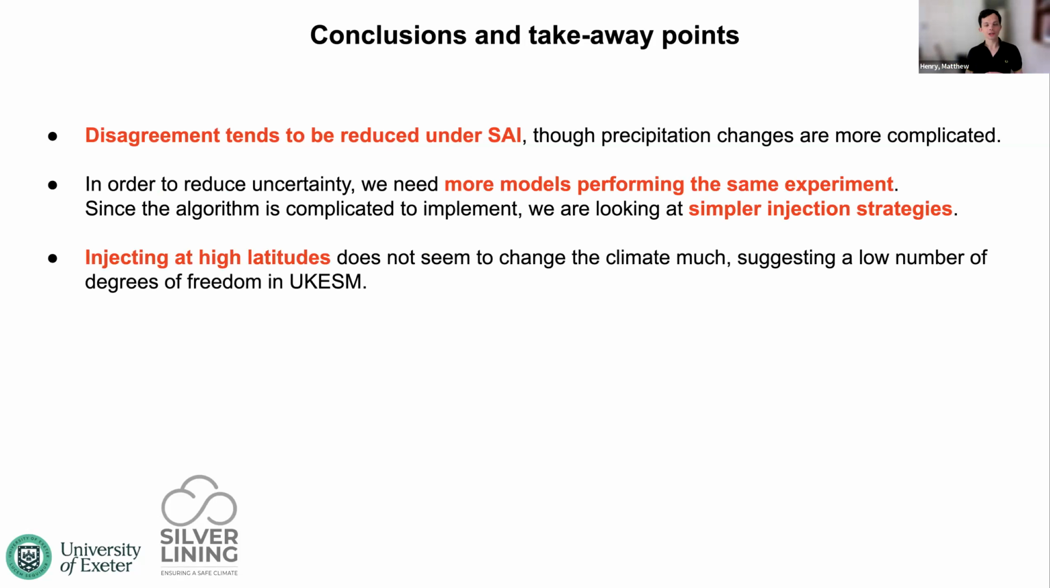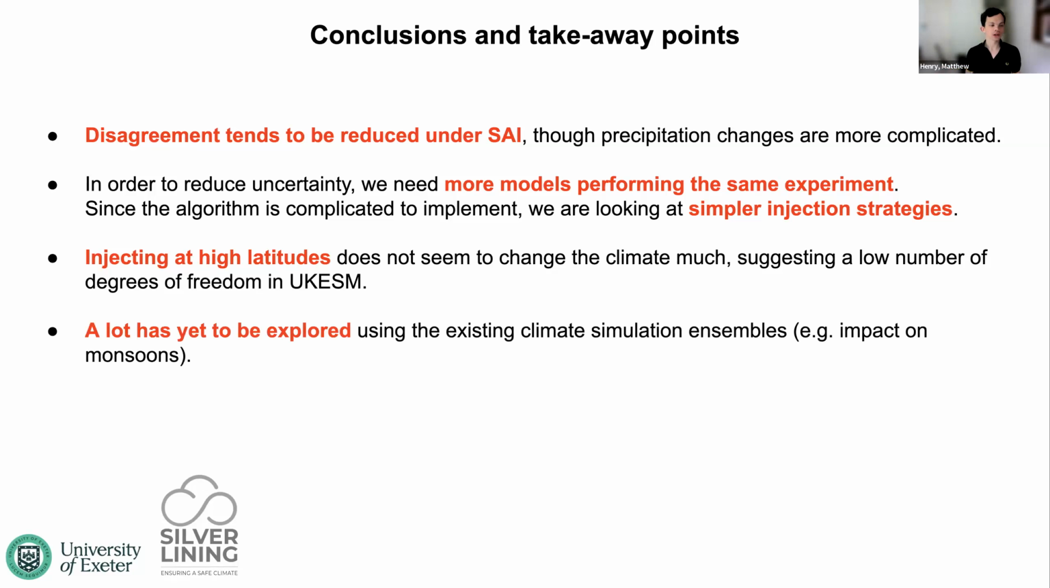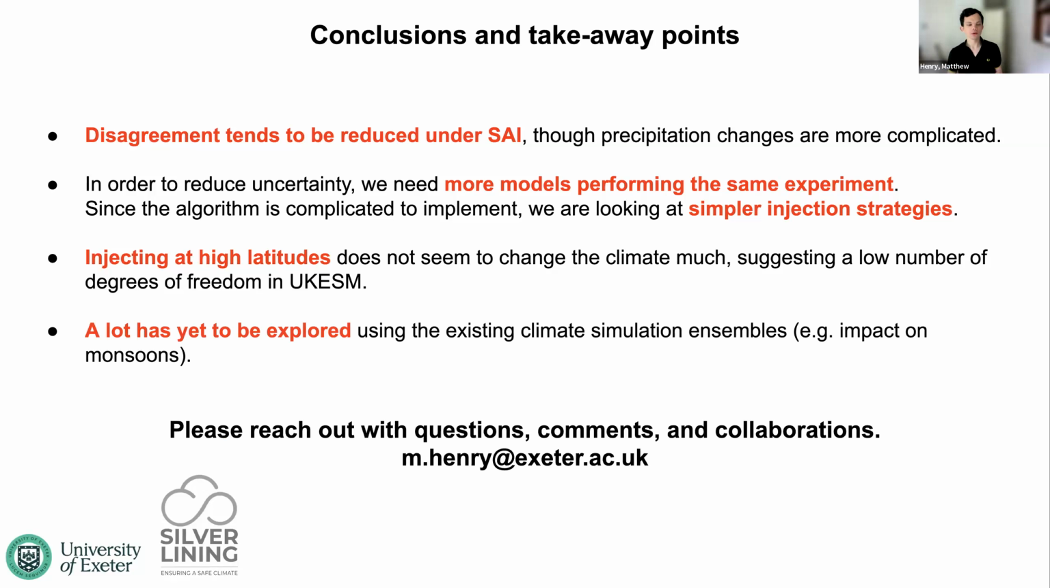Finally, injecting at high latitudes does not seem to change the climate much, so that suggests that, at least for UKESM, the number of degrees of freedom around SAI is potentially relatively small. And so there's a lot yet to be explored using the existing climate simulation ensembles. Something I've been thinking about is the impact on monsoons. If you want to collaborate on that, please reach out.